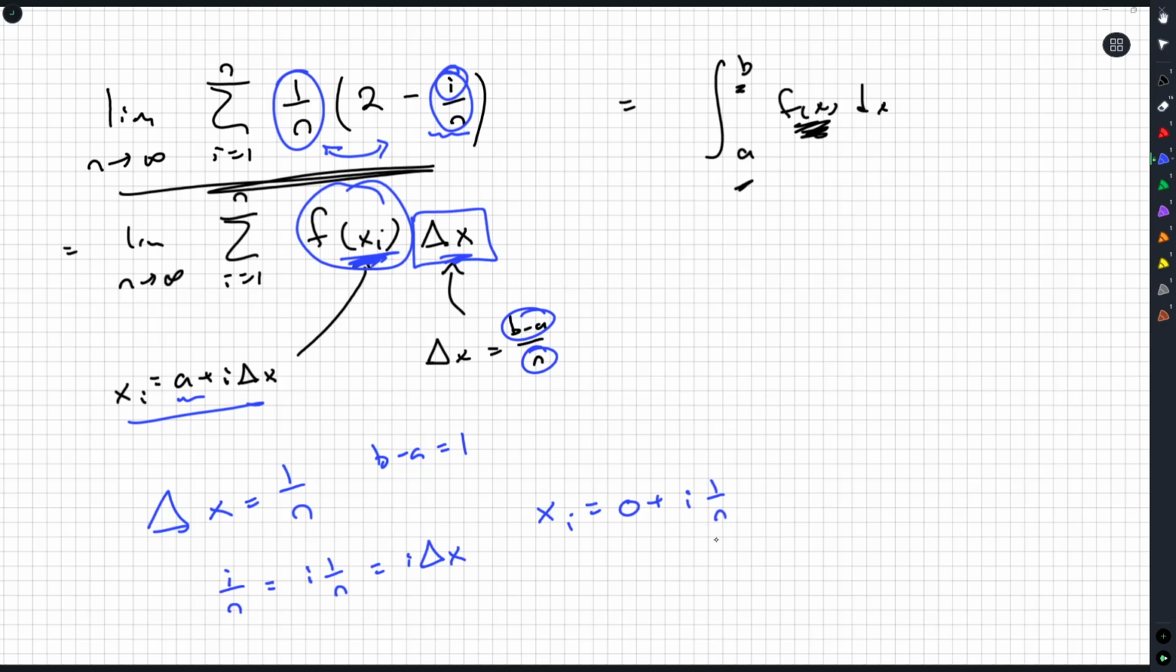You could pick a different a. There are choices that'll shift your b and will shift what your function is. But I think something simple like a equals 0 is fine. So if a is 0 and b minus a is 1, then that means b is 1.